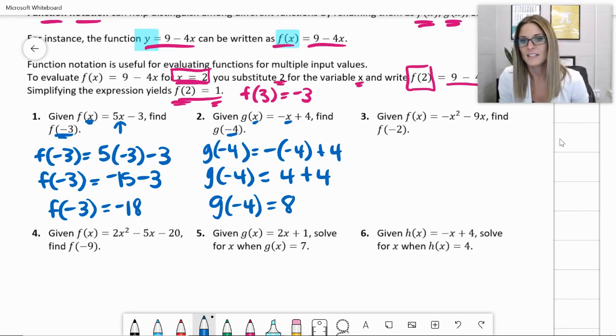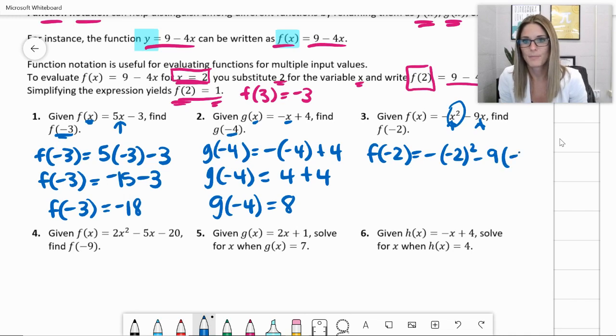Number 3, f of x equals negative x squared minus 9x. Find f of negative 2. We're plugging in negative 2 in place of x. There's 2 of them, and we've got to be super careful. We've got a negative, and we are squaring our x value. We are only squaring the x, not the negative. I want to be sure to show you that example here.